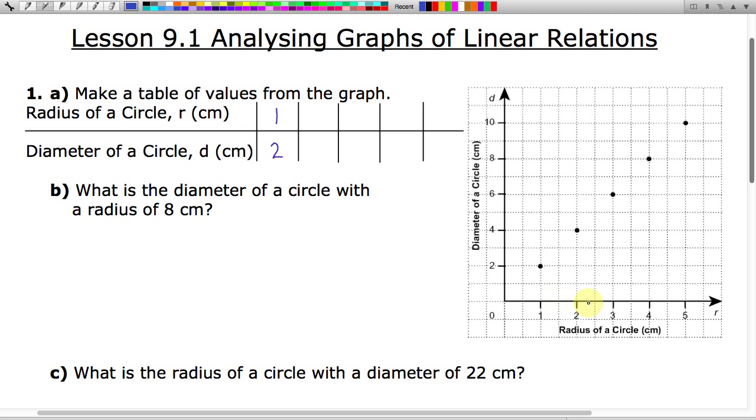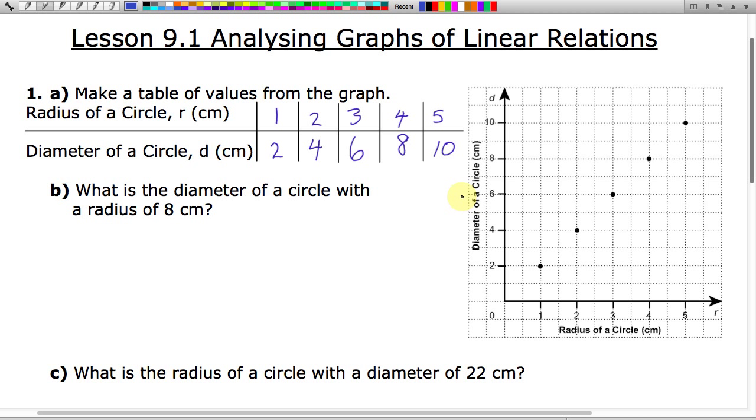The next point we have r equals 2, d equals 4. 2, 4. And the next point we have is at 3, 6. And the next point is at 4, 8. And of course, you're recognizing the pattern here, 5, 10. Whatever you have for r, you have twice as much for d.